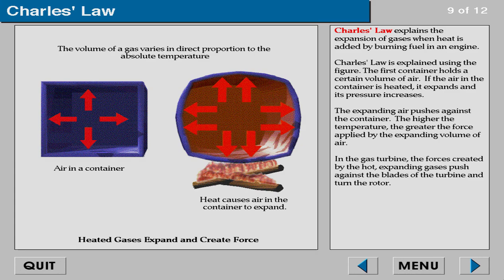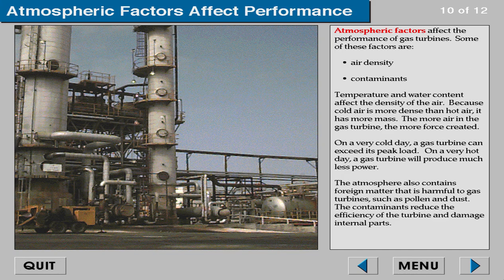Atmospheric factors affect the performance of gas turbines. Some of these factors are air density and contaminants. Temperature and water content affect the density of the air. Because cold air is denser than hot air, it has more mass. The more air in the gas turbine, the more force created. On a very cold day, a gas turbine can exceed its peak load. On a very hot day, a gas turbine will produce much less power. The atmosphere also contains foreign matter that is harmful to gas turbines, such as pollen and dust. The contaminants reduce the efficiency of the turbine and damage internal parts.